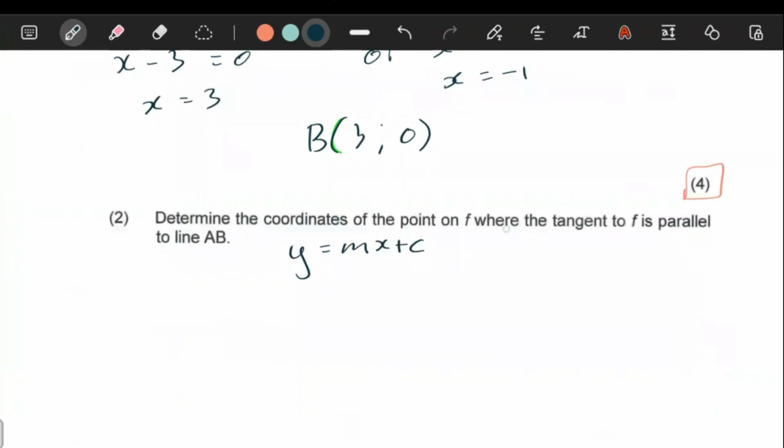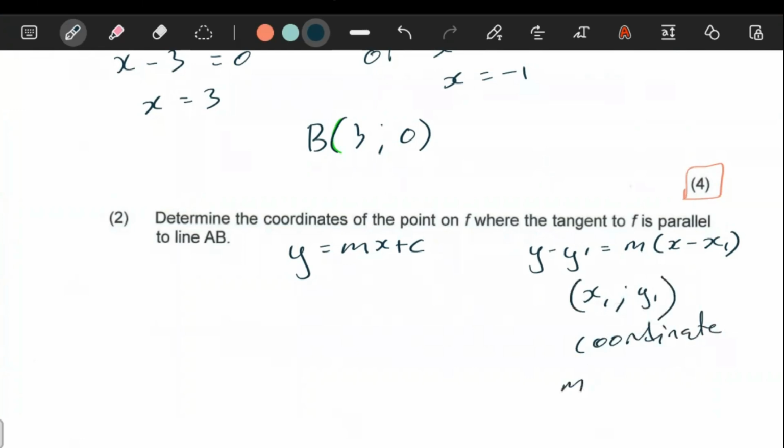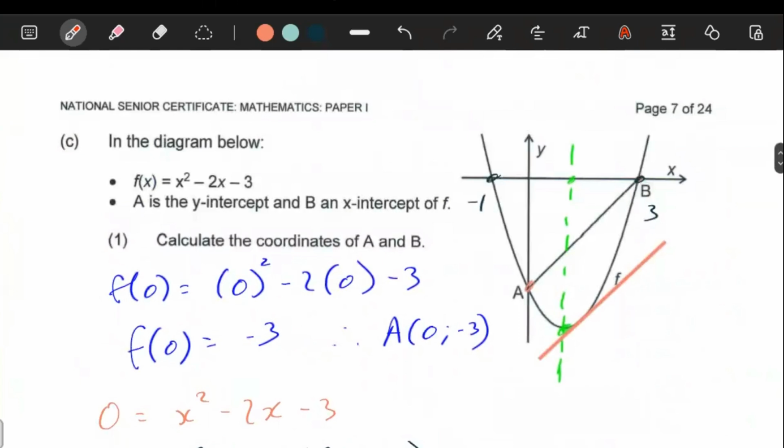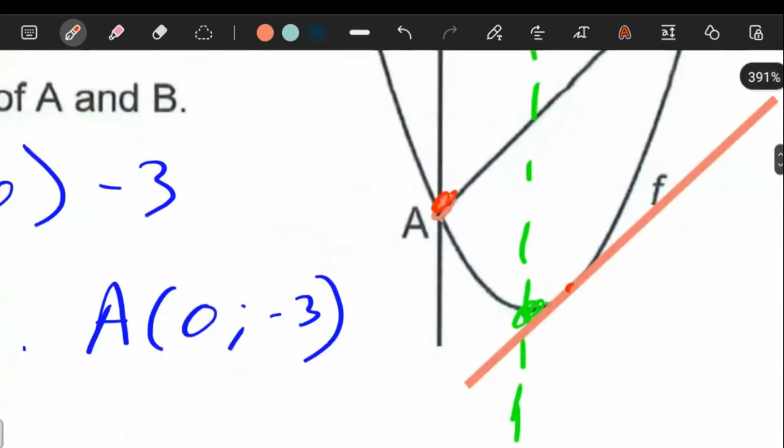When you're going to be working it out from scratch, you can use this format: y minus y1 is equal to m times (x minus x1). x1 and y1 is just the coordinate that the graph passes through, and m is your gradient, you see. The reason they have told you that this line is parallel to AB is because you can get your gradient from AB. And then once you get your gradient from AB, you obviously need a coordinate that the graph passes through.